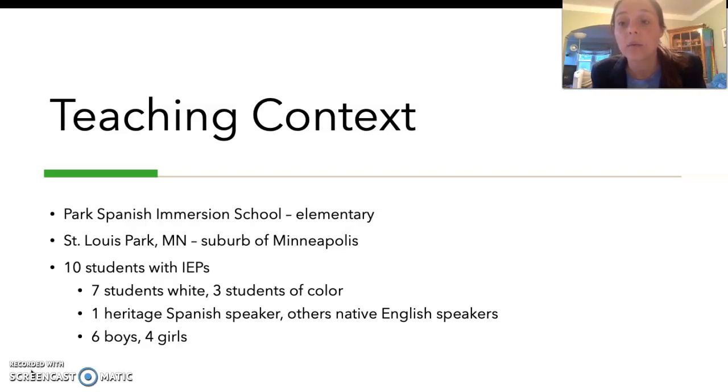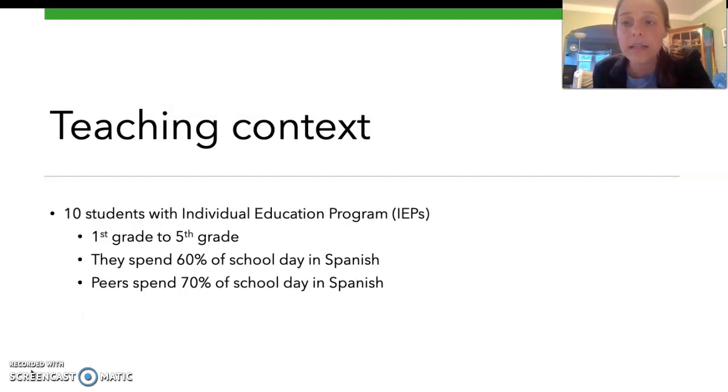I teach at a school called Park Spanish Immersion School located in St. Louis Park, Minnesota, which is a suburb of Minneapolis. I have 10 students with individual education programs, which stands for IEP, which means that they receive special education minutes throughout the day. 7 of my students are white, 3 of my students are students of color. I have 1 heritage Spanish speaker and the other are native English speakers. 6 of them are boys and 4 are girls. In addition to that, they're in first grade to fifth grade. They will be in the 2021 to 2022 school year.